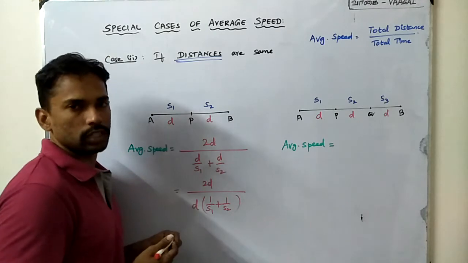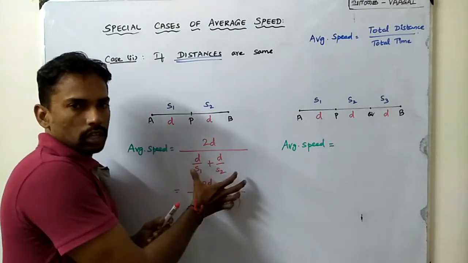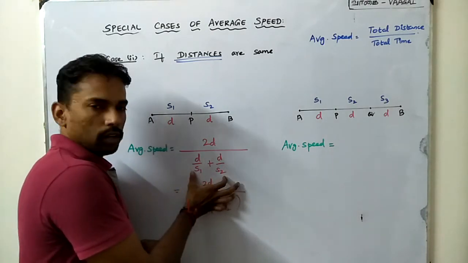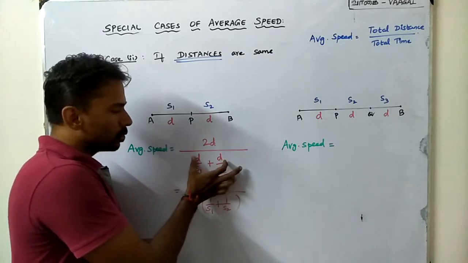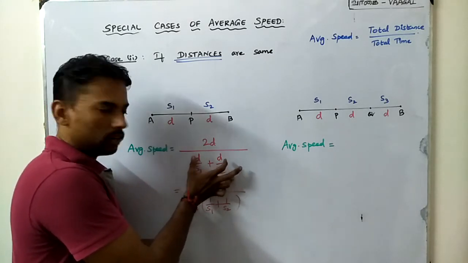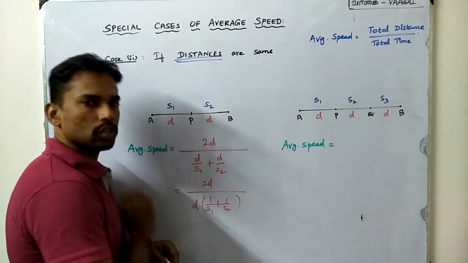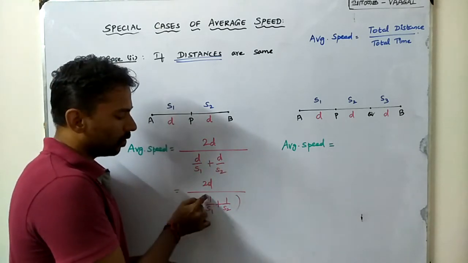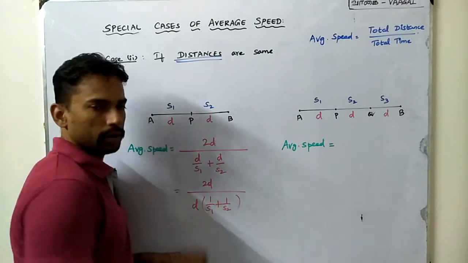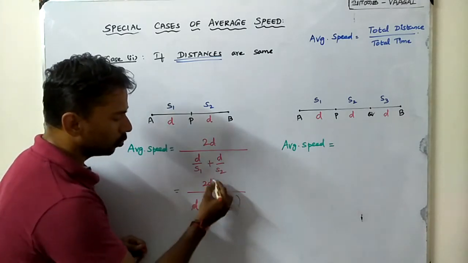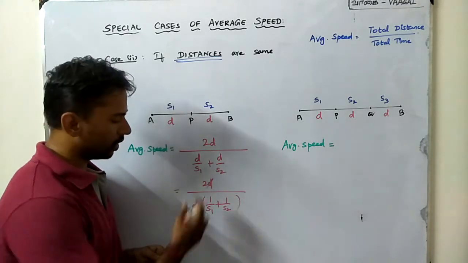Are you clear what we are doing in this step? I closely saw this denominator part. Here itself I got two fractions, right? I am just looking at the numerators. The numerators are common, and the common numerator is D. I have taken that as a common factor outside. So inside what we will have is 1 by S1 plus 1 by S2. Now I can very well cancel these two D values. Numerator and denominator, they get cancelled.